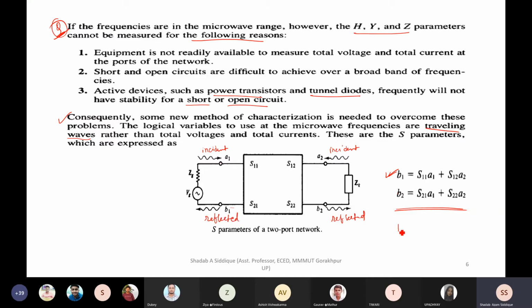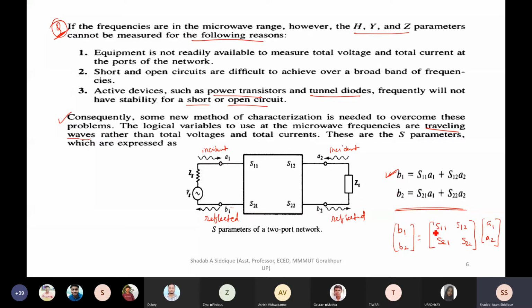If you represent it in matrix form, it will be B1, B2, and for the 2 cross 2 matrix, it will become S11, S12, S21, S22, multiplied by A1, A2. So the first equation will be B1 is equal to S11 A1 plus S12 A2. Row is multiplied with the column. Then the second equation, B2 is equal to S21 A1 plus S22 A2. This is the representation given in matrix form.